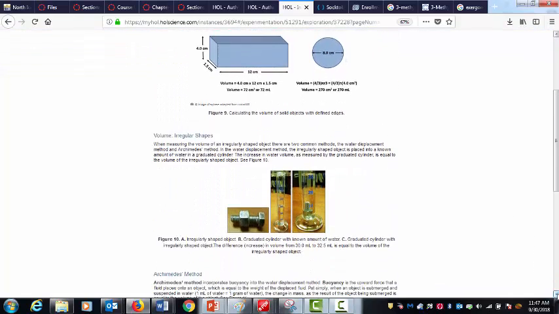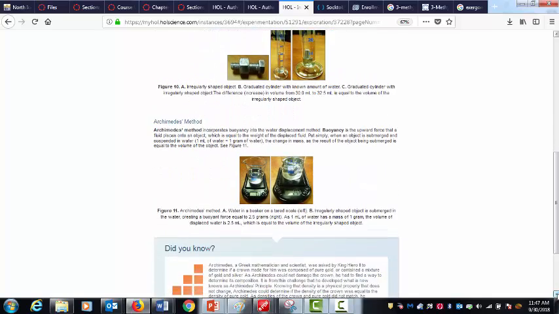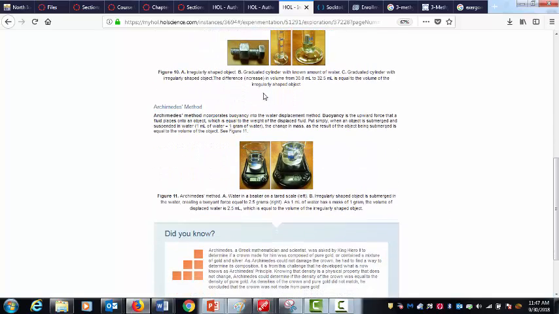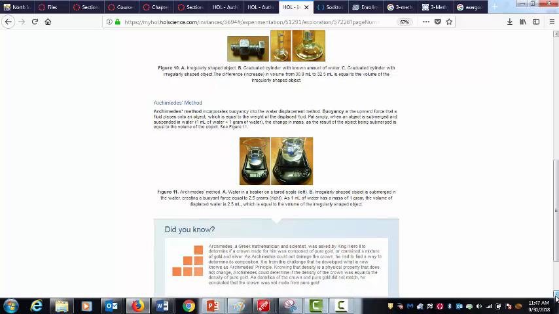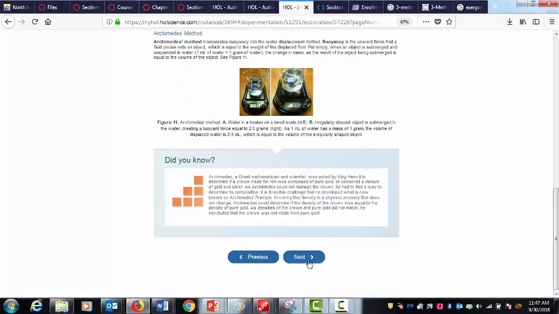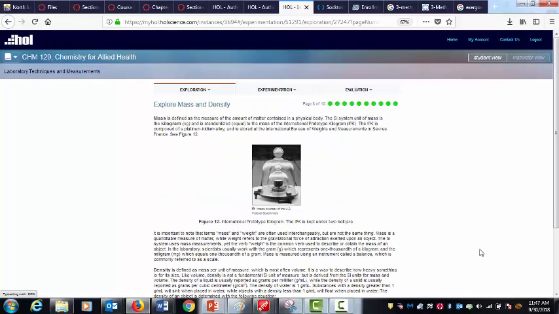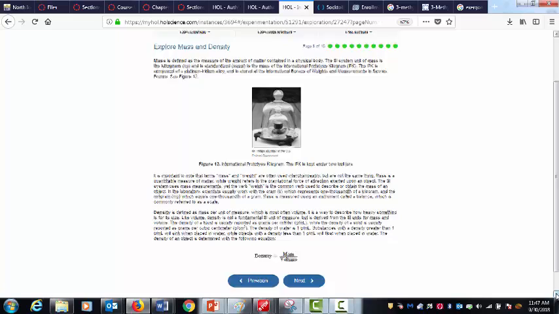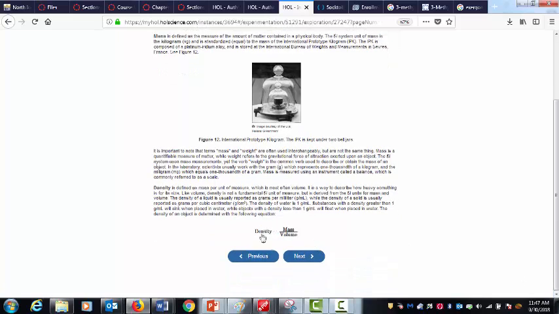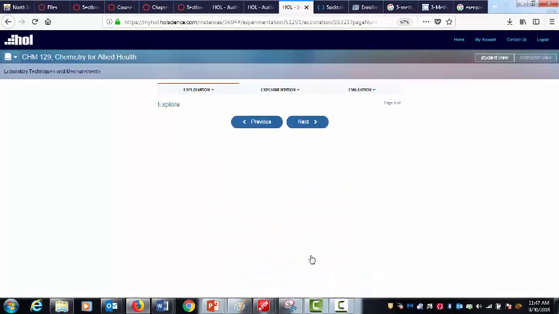How to determine the volume of regularly and irregularly shaped objects. And then Archimedes' method, we determine the volume through displacement, and that can be a little tricky. Sometimes the density we get is not what we get from a different approach, so that can be a little bit tricky. Then there's some more information about mass and the definition of density.